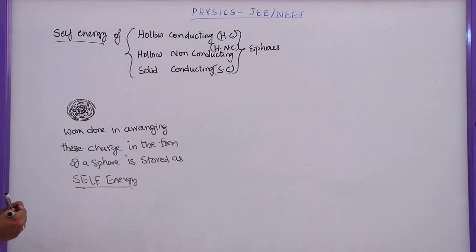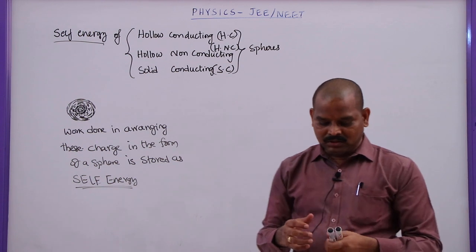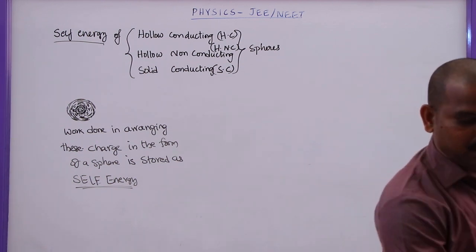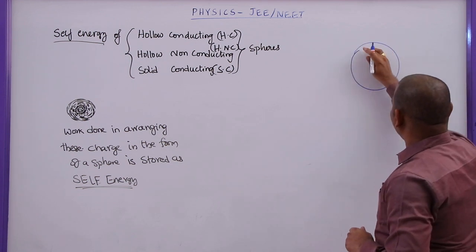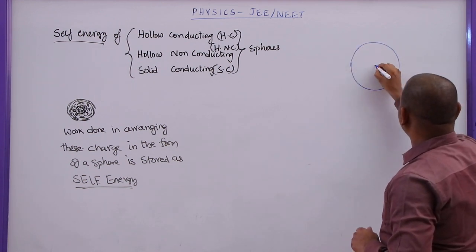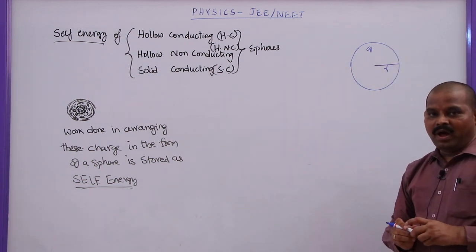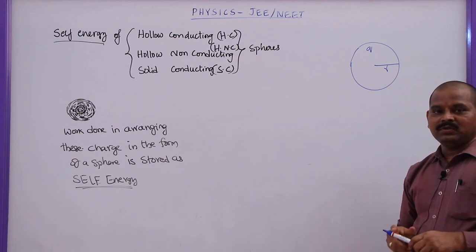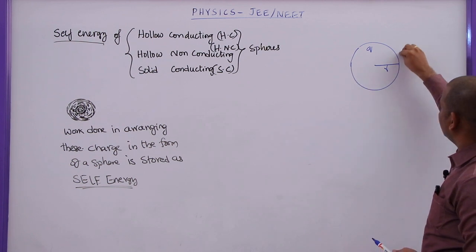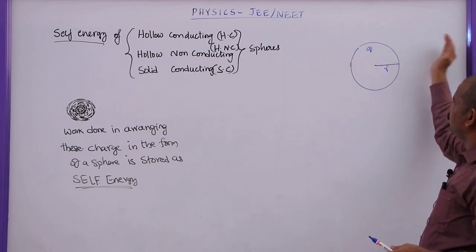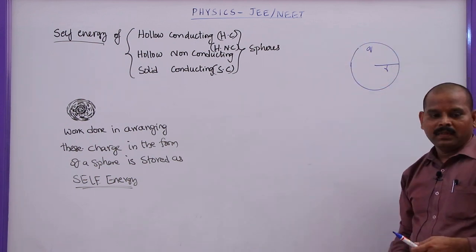Now how to arrange these charges? First of all, let us say we already have a charged sphere of some small radius r. Let the charge on this sphere be q. Now I want to add some more charges. If I add charges, the charges will arrange on the surface. Slowly, if you bring some more charges, the size of the sphere increases.